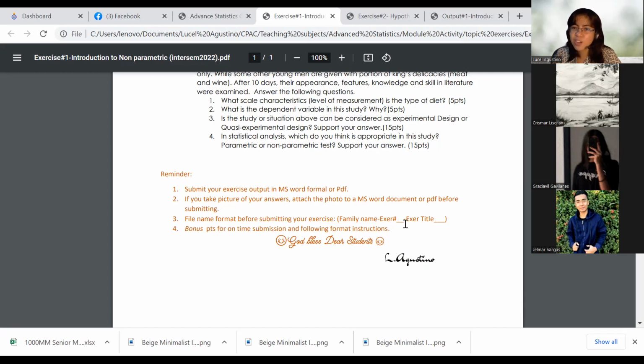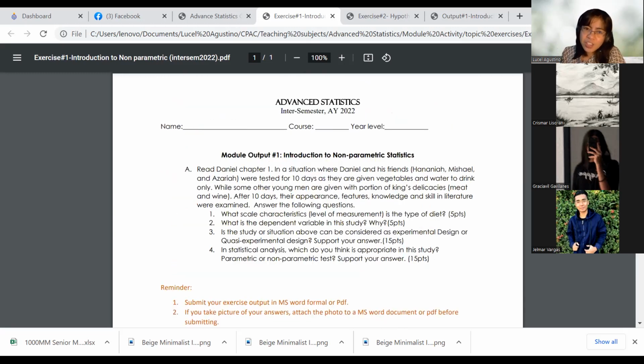Kung follow instruction, may bonus points pa gid. Kay that's the first step mo, following instruction. So, any questions sa exercise number 1?